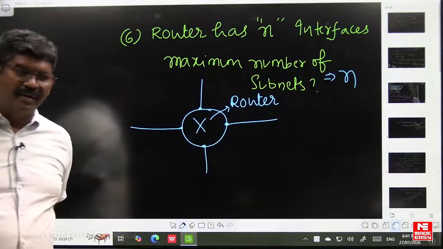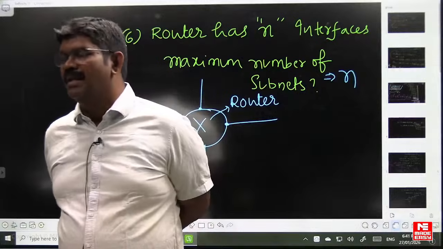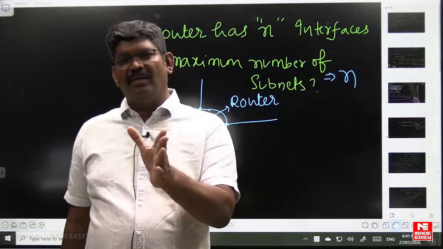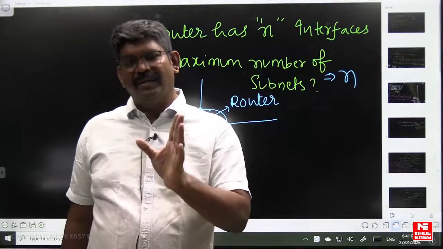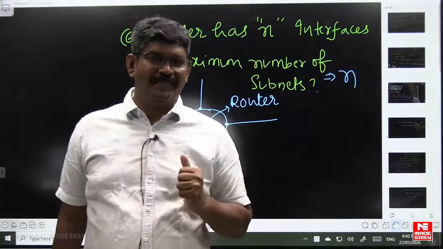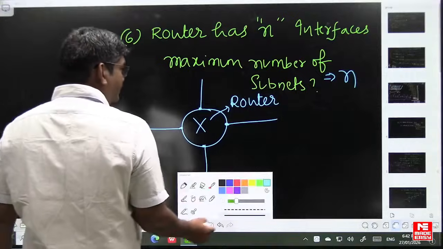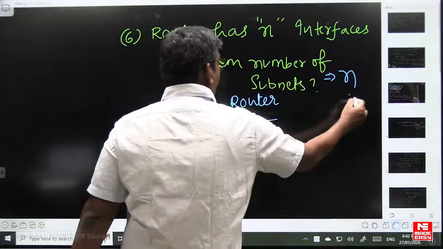n plus 1 नहीं आएगी, n ही आएगी. Okay, when there are n interfaces, n subnets. देखो, the main agenda of a router is not a computer, it is a routing device. It can act as a host when you do the host routing. ठीक है, like that. So we can say n is the answer for this question.